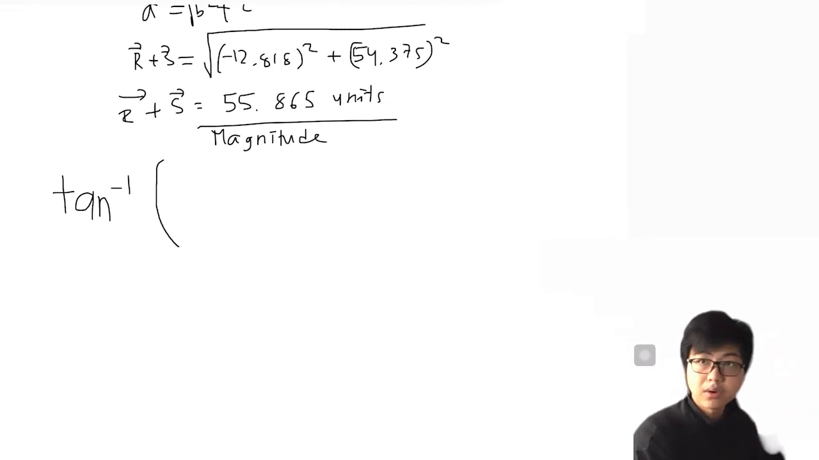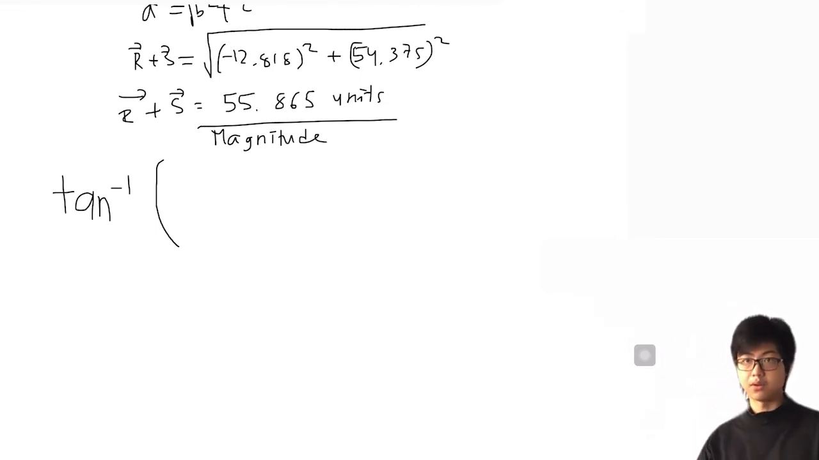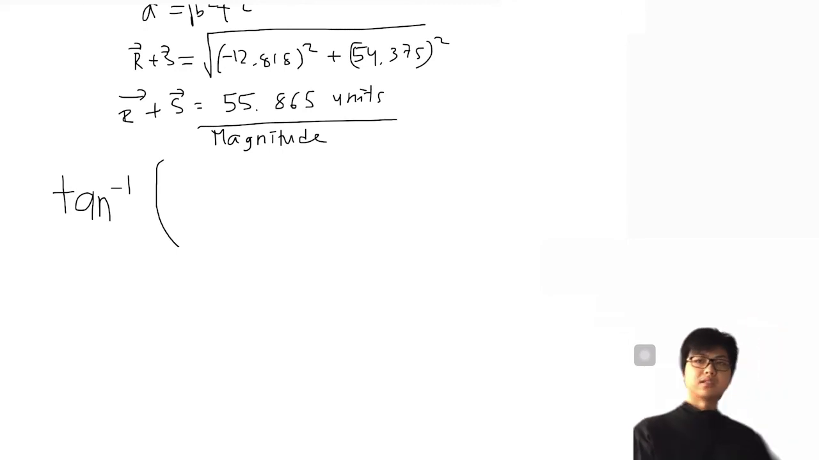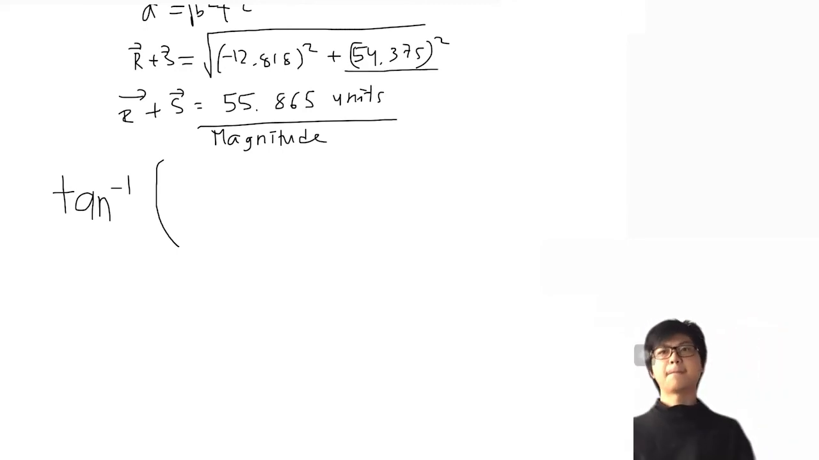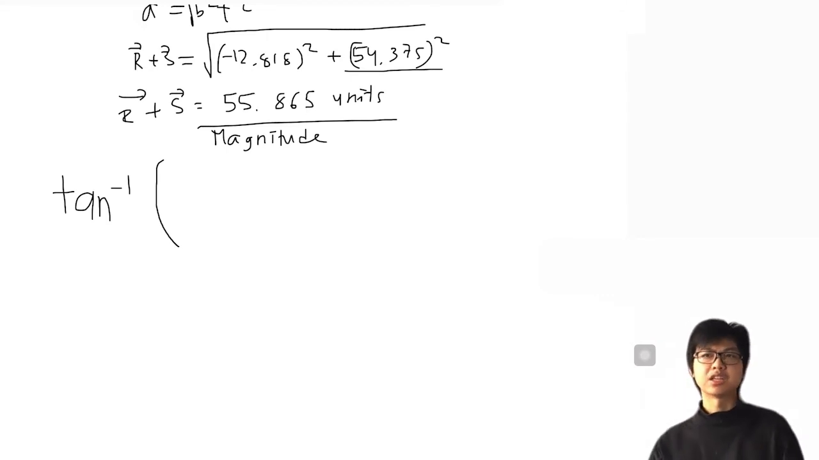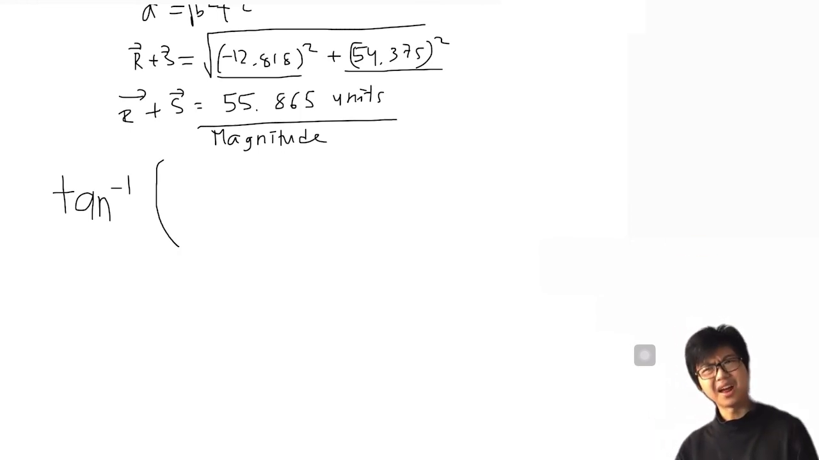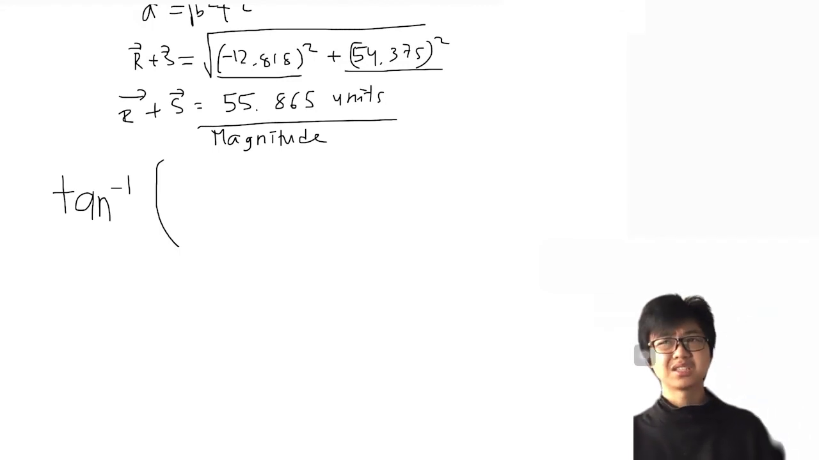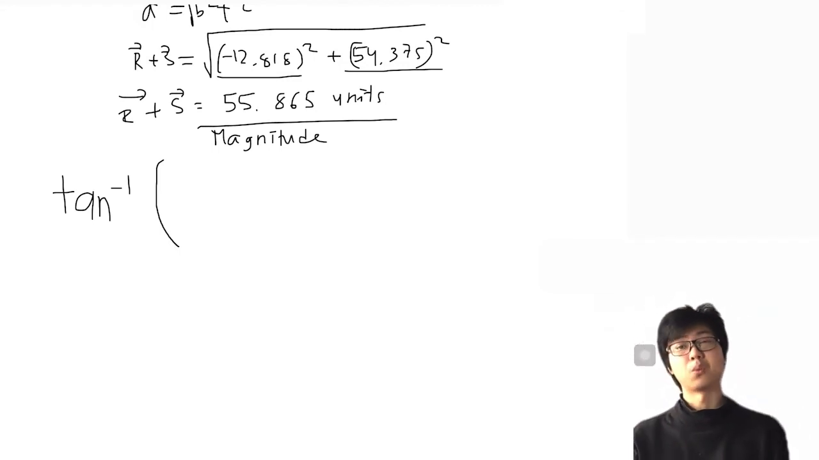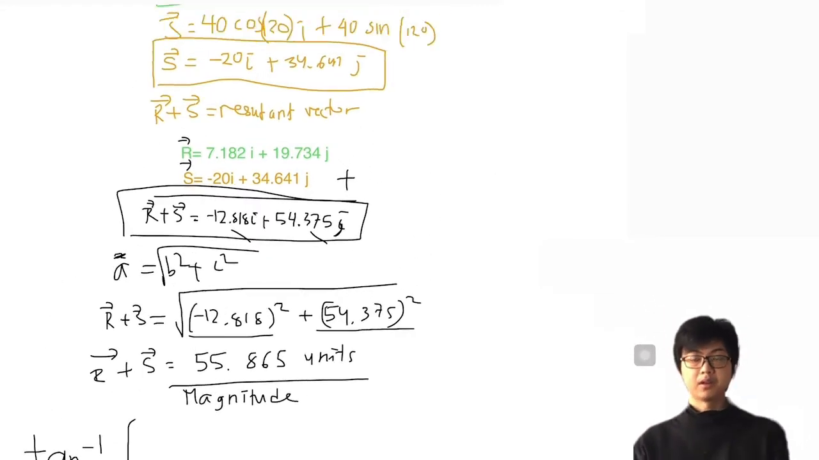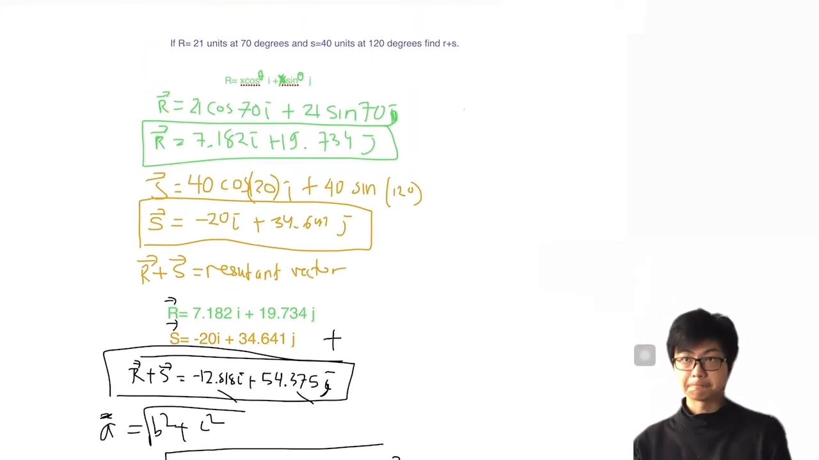And on the direction, we're going to use tangent inverse. But the problem is, what should I put in? You know that tangent is sine over cosine. But how do we put it in? Do you put the j section first, or the I section, or what number are you supposed to put in? Okay, so this is where it comes into place.